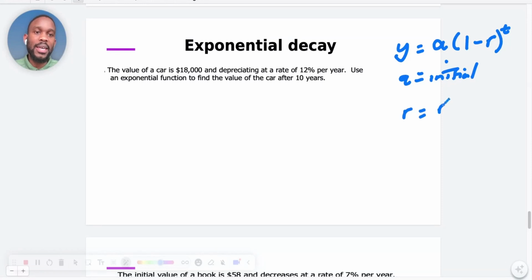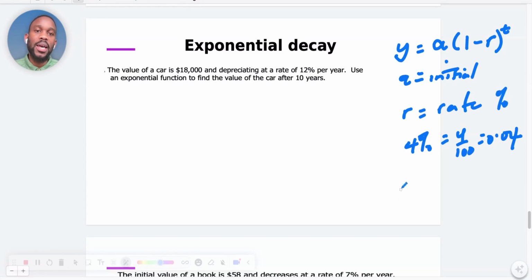And then R is still the rate. Usually it's going to be given in percentages. So if they give you like a 4%, 4% simply means 4 out of 100, and this is 0.04. So this is a rate, usually given in percentage. And then T, you're giving me a time frame. What time frame are we talking about? Is it 10 years? Is it 4 years?